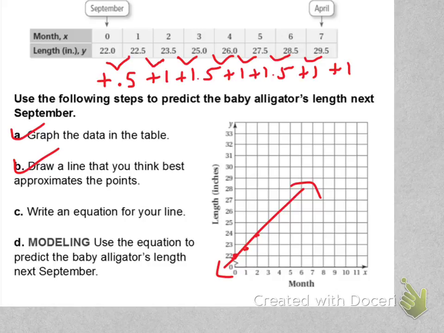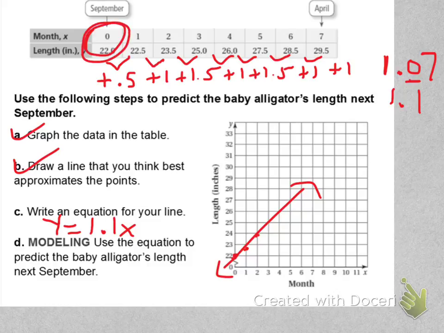So we're going to add 0.5 plus 1, plus 1.5, plus 1, plus 1.5, plus 1, plus 1, and then we're going to divide by 7. There are 7 numbers. So when I do that, I get 1.07. We want to round to the tenths place. So 1.1. So that is my slope. So y equals 1.1x. My y-intercept is already here. When my x is 0, my y is 22. Now I can use that equation to predict anything.